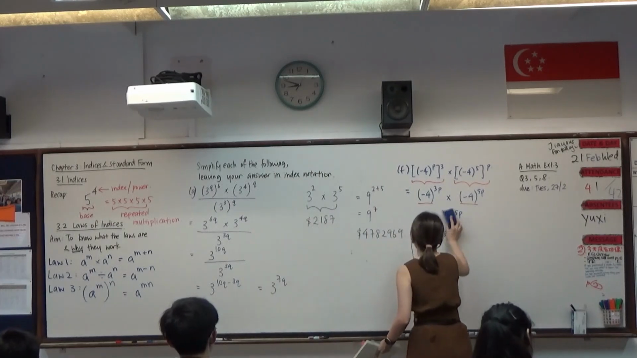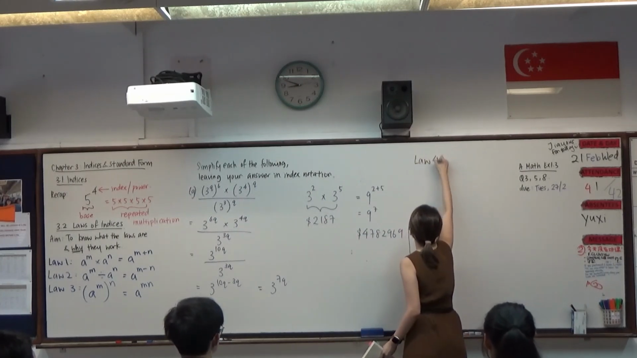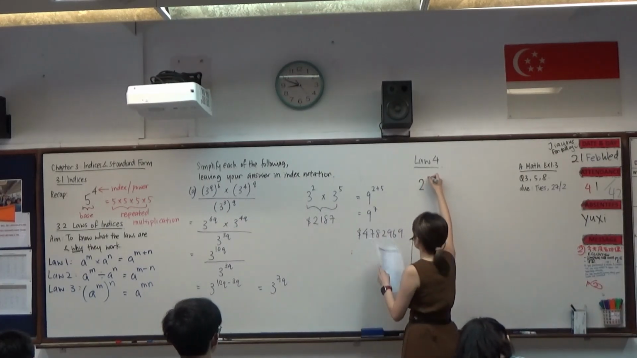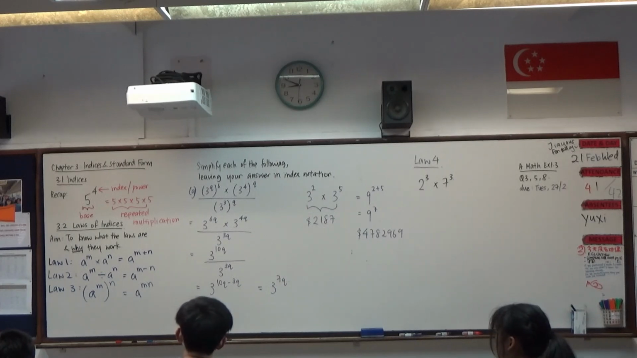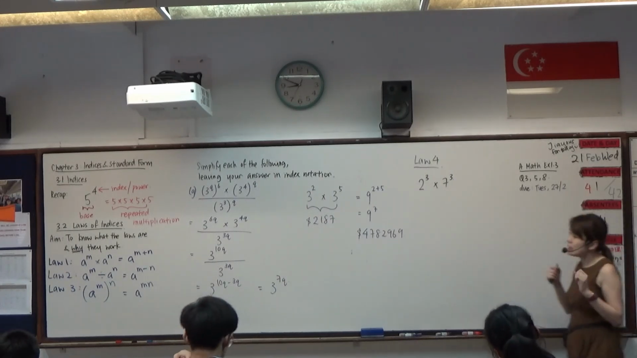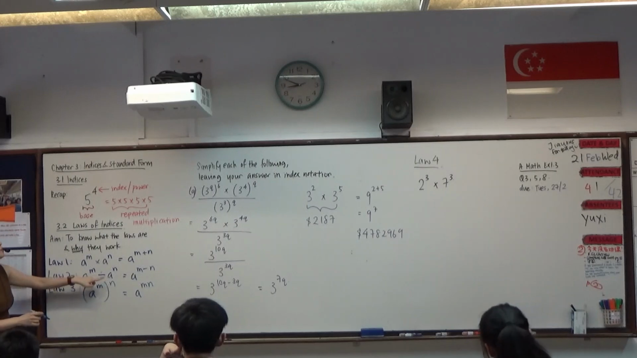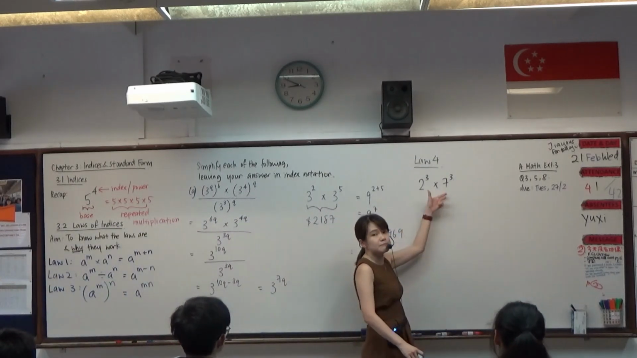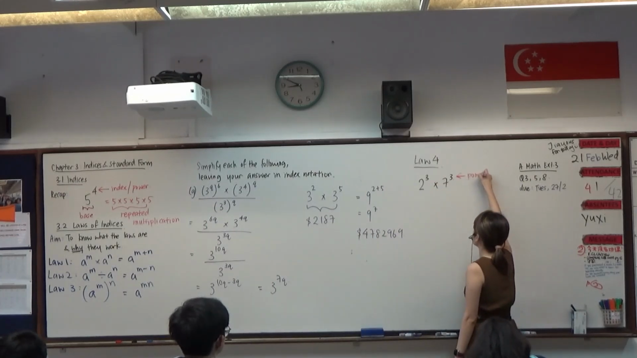Right, now let's look at law number 4. It's a little bit more complicated. We are looking at 2 to the power of 3 times 7 to the power of 3. Earlier on in our laws, number 1 and 2, we had the same base. Our bases are the same. That's why we must know what is the base. So the a's are the same. Now we are looking at bases being different, but the powers are the same.